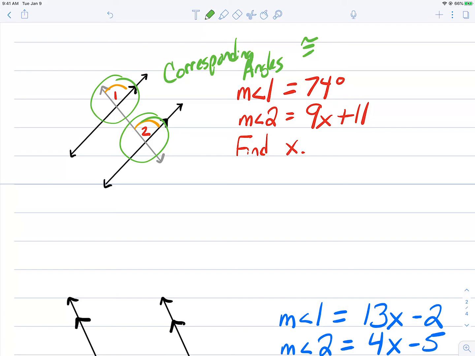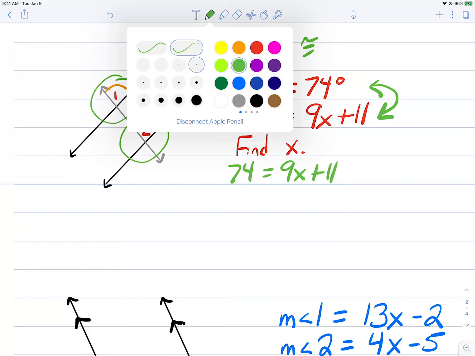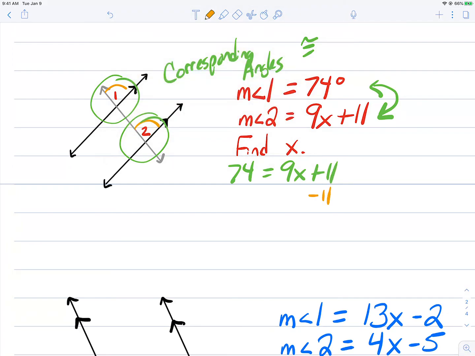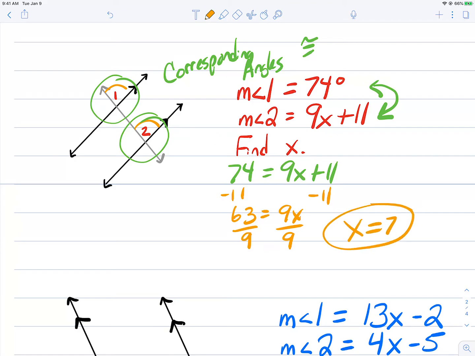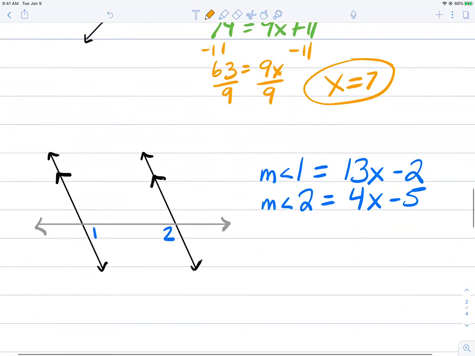So what I can do is write an equation where these two degrees are the same. So I have 74 equals 9x plus 11. Now I can solve this. I'm going to subtract 11 from both sides. I'm going to get 63 equals 9x. I'm going to divide both sides by 9, and I'm going to get x equals 7. So knowing that they were corresponding angles, same side of the transversal, same position on the parallel lines, I knew that they were congruent, and I can write an equation where they equal each other.